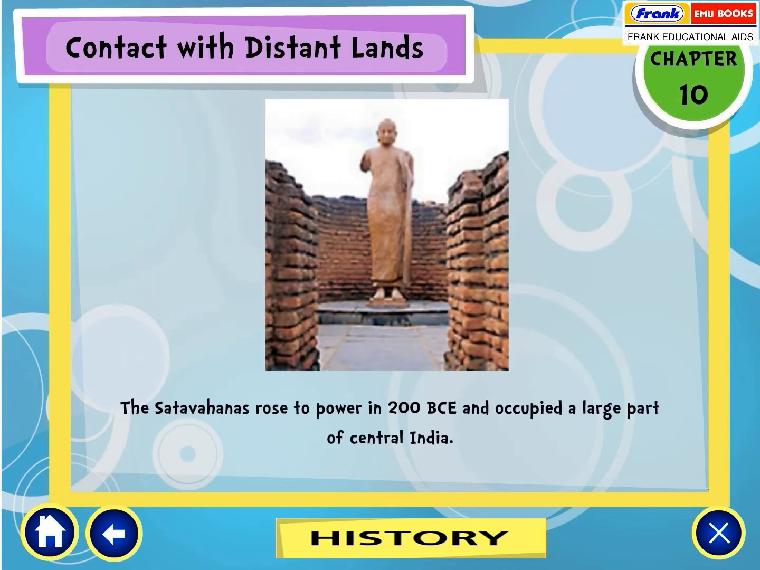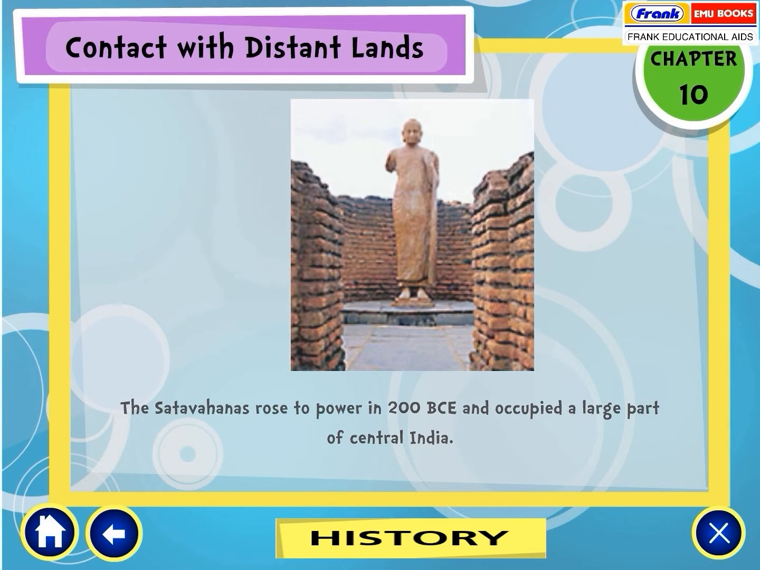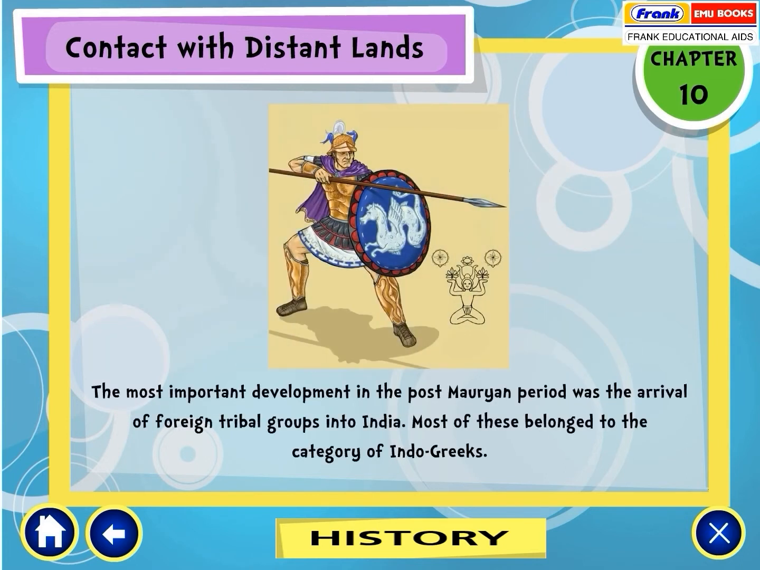The Satavahanas rose to power in 200 BCE and occupied a large part of central India. The most important development in the post-Mauryan period was the arrival of foreign tribal groups into India. Most of these belonged to the category of Indo-Greeks.